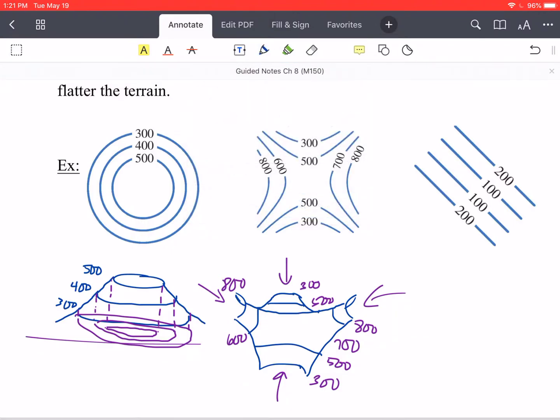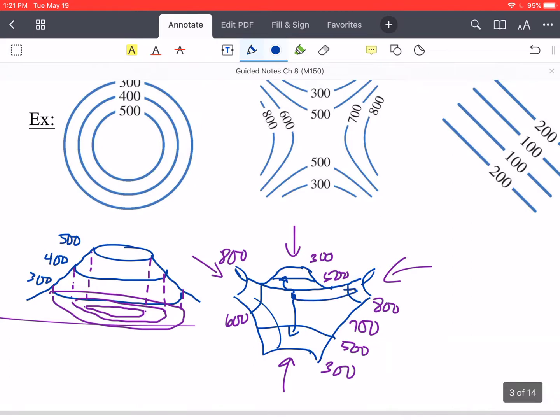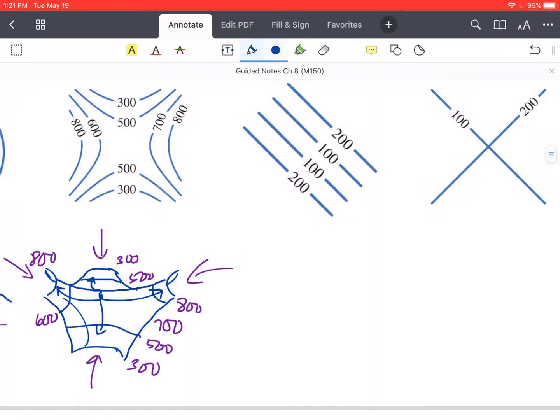These ones are a little bit harder to draw, but hopefully you're getting the idea of what this looks like. It's got this curve to it, right? So if we are standing on the top here, we go down that way, we go up this way, up this way. So hopefully that's pretty clear. Okay, and then this one. So we have 200, 100, 100, 200. So that's going to be just straight lines.